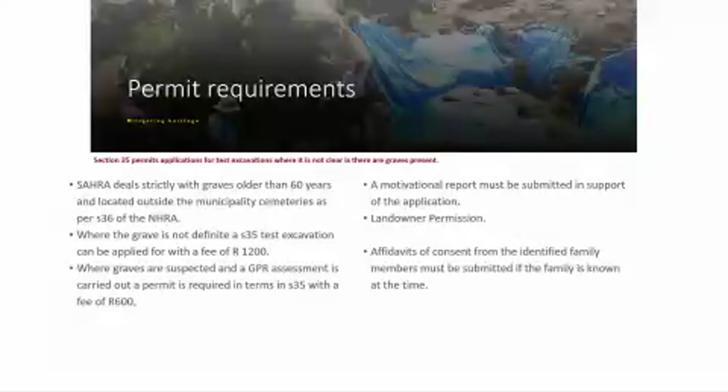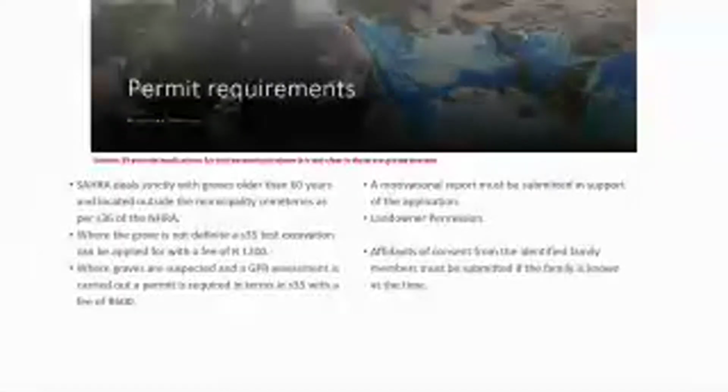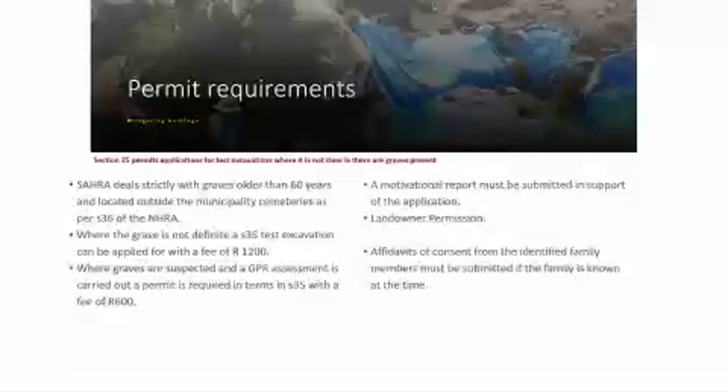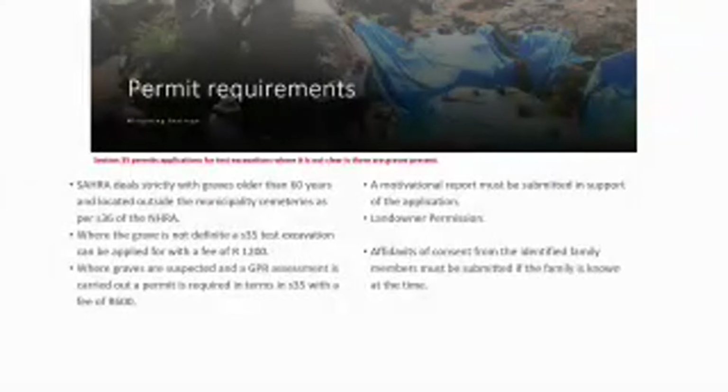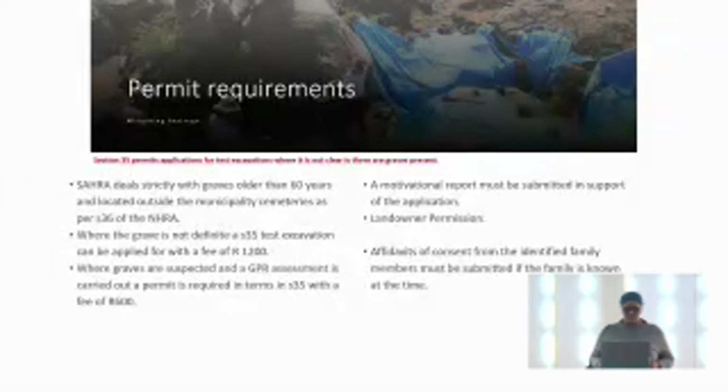Sometimes, like I said, in a heritage impact assessment, you identify areas that most likely look like a burial ground, but actually do not look like a burial ground in the typical sense. And we're not sure if there are actual graves in that given area. A permit is then issued under Section 35 of our Act.